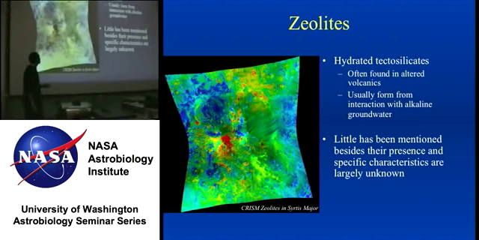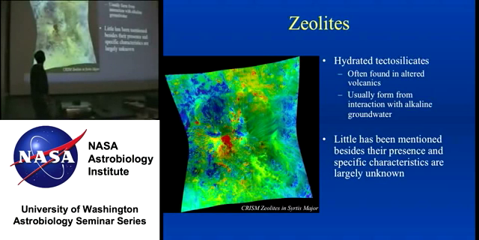And what's interesting is that even though it's its own class of mineral type, and it's been seen in a number of locations, nobody's really done a whole lot on it yet. There's little that's been mentioned besides the presence. And you'll read these papers, and it's like, okay, here's the zeolites and the phyllosilicates or whatever. And they don't tend to dwell on the zeolites, maybe because we don't know what to say about it yet.